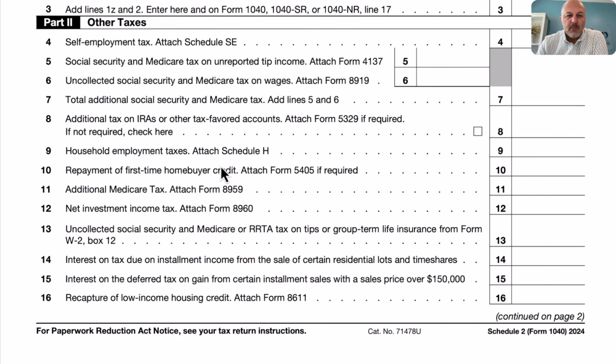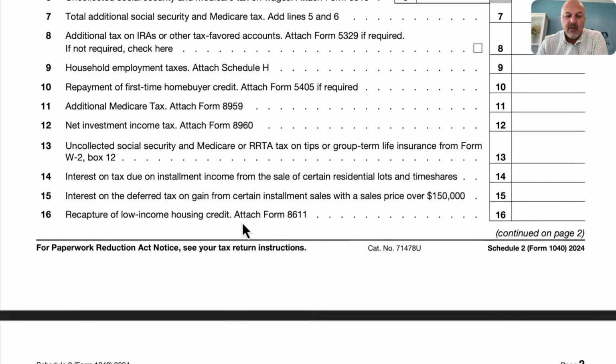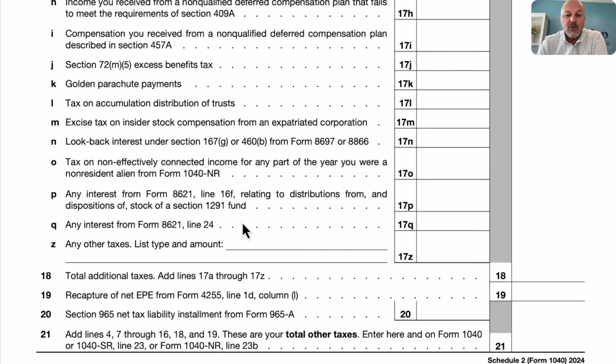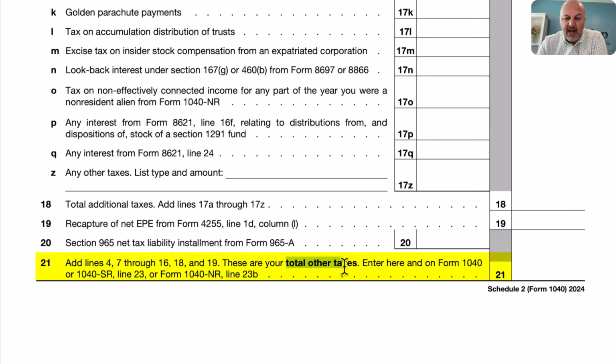So now we're in Schedule 2, and we're seeing that additional other taxes are self-employment taxes, Social Security and Medicare taxes on unreported tip income, household employee taxes, additional Medicare tax, net investment income tax. You'll see there's all these different types of other taxes that have to be added on to your regular tax that's based off of a tax schedule. So once we've got all that, we sum the total taxes owed of other taxes. We get the total of other taxes. We enter them here on line 21, and we enter them again on the 1040. So now let's go back to the 1040.